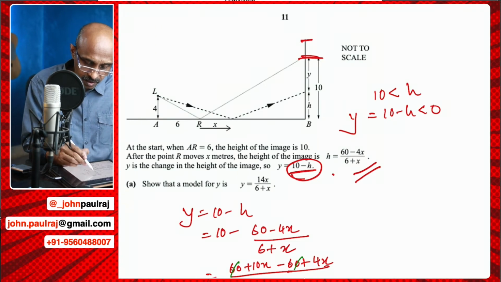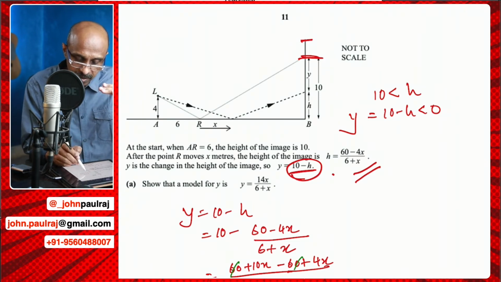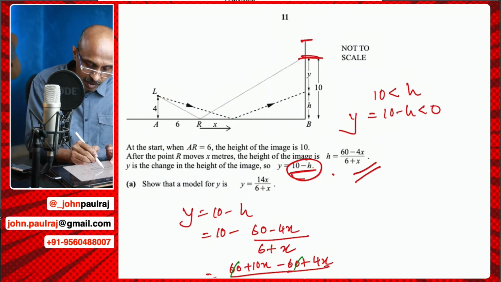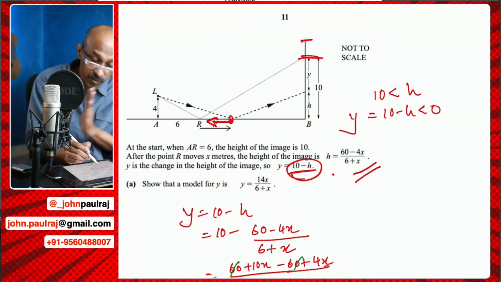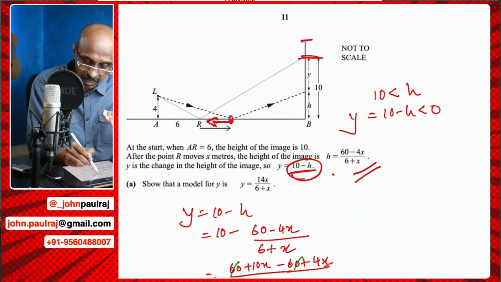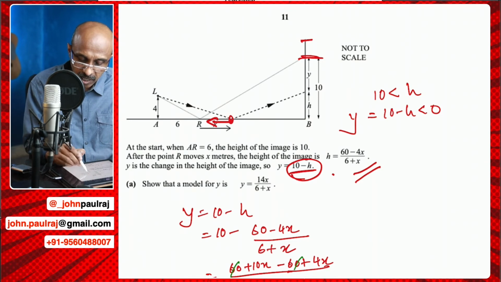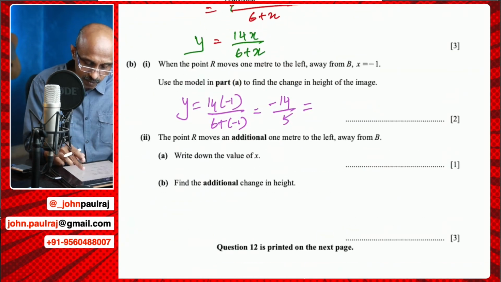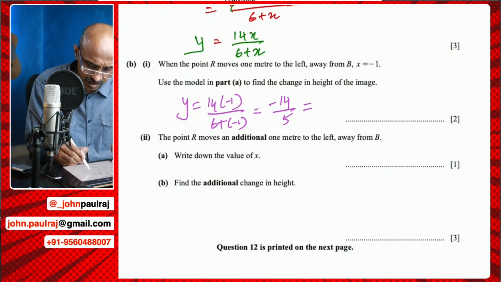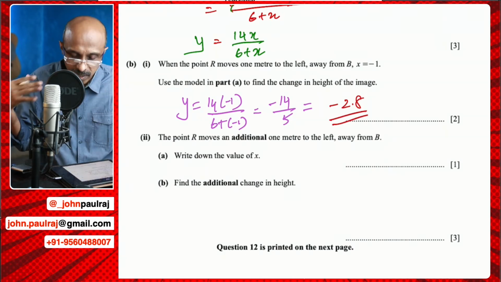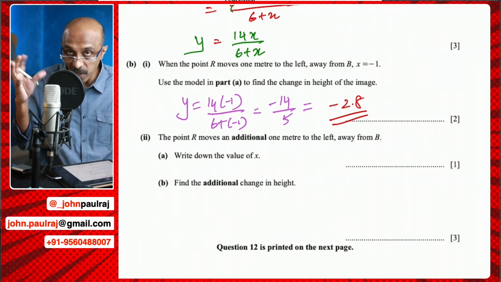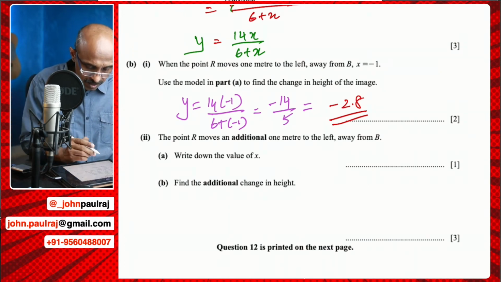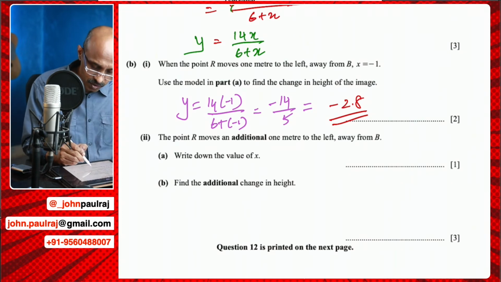The initial height was 10. And when your height is above that, that's because this bouncing point, as I said, is moving to the left. When it's moving to the left by 1 meter, that height is going to go up. Therefore, H is greater than 10, which means 10 minus H, the change, Y, is going to be negative. And therefore, you're getting a negative value here. This is something like negative 2.8, I believe. So you don't have to explain all that. I just thought I'd say it for those of you who are wondering why the height is coming out to be negative.